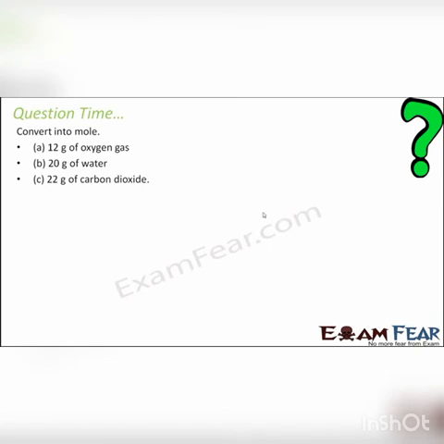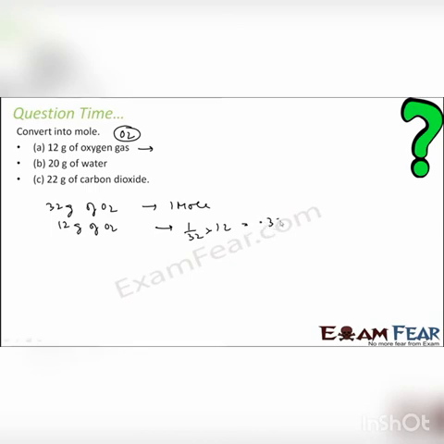Again here you have to convert to mole. 12 gram of oxygen. So 12 gram of oxygen is what? Oxygen gas. Oxygen gas is O2. Please note, this is not oxygen atom. This is O2, oxygen gas. So we know that 32 gram of O2 gas is 1 mole. So 12 gram of O2 gas will be how many? 1 by 32 into 12, that is 0.375 mole of oxygen gas.